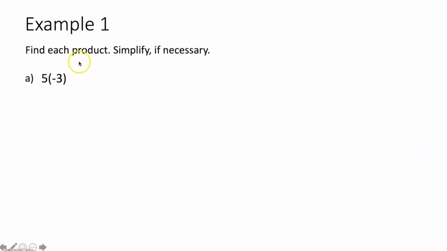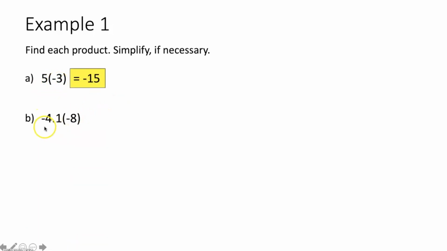Example time. Now, example 1 says find each product, simplify if necessary. So we are multiplying 5 and -3. So we're multiplying two numbers together that have different signs. Anytime you multiply two numbers together that have different signs, your answer will always be negative. So 5 times -3 is going to give you -15.